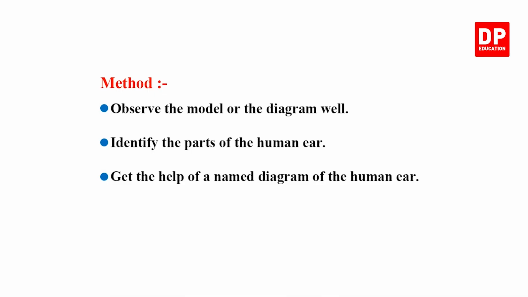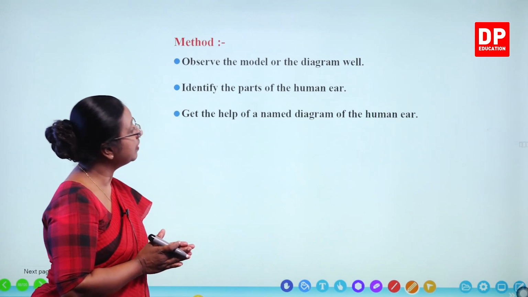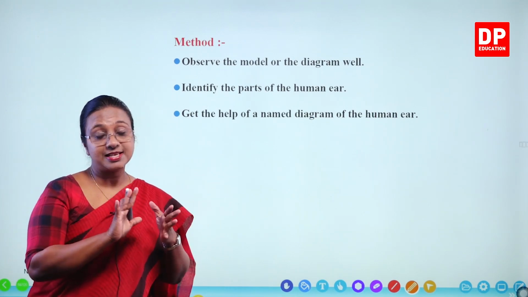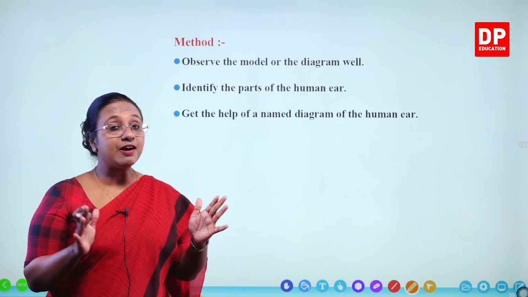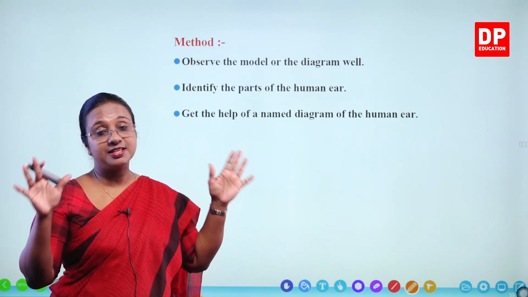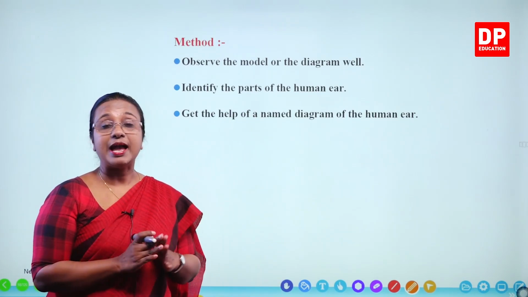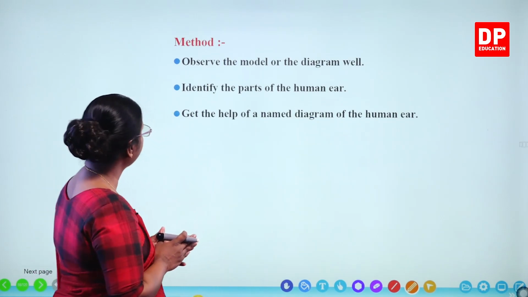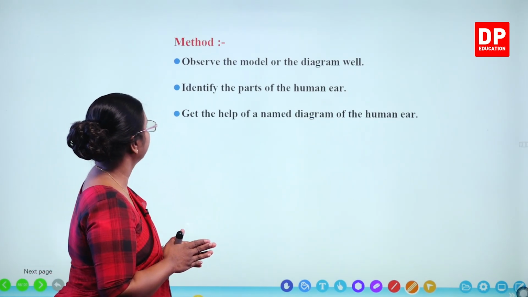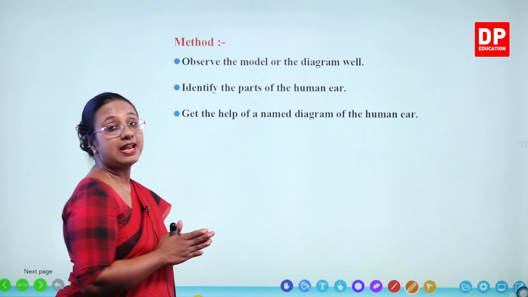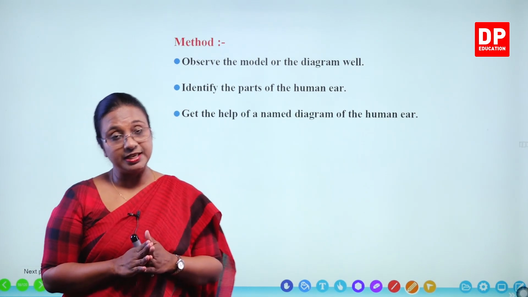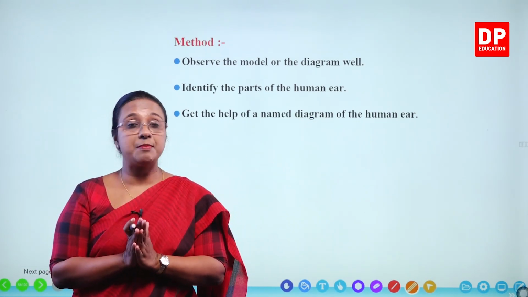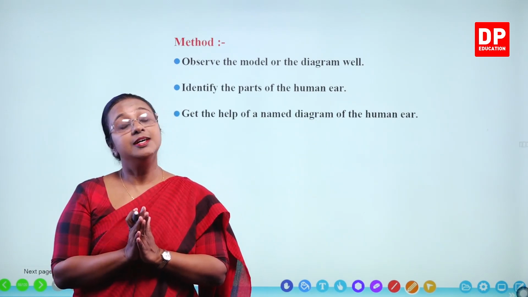I will move on to the next slide where we just discuss the method. Observe the model or the diagram well. If you have a model, as I told you, you can take it apart and observe all the structures inside it. Otherwise, if you just have a chart which has the diagram of an ear, then you can look at the parts and try to identify them. Identify the parts of the human ear. And to understand and name the parts, get the help of a labelled diagram of the human ear. So this is for your school laboratory. Either look at a model or the diagram.